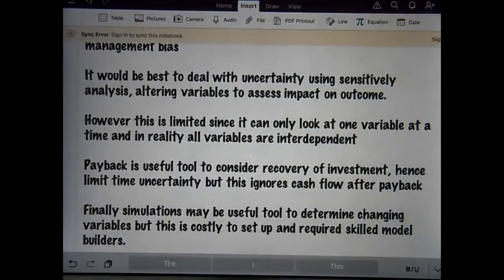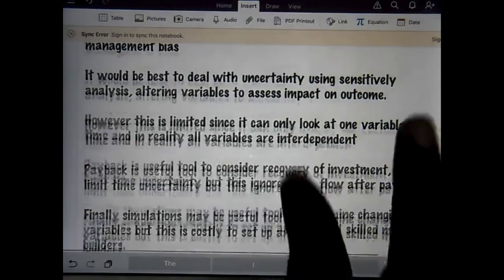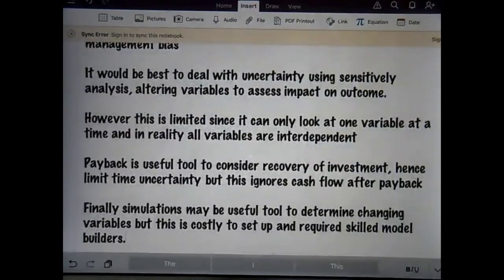Okay, those are all the techniques you could have talked about. You could talk about simulation, you could talk about payback, you could talk about sensitivity analysis, first one was expected values, got it? All these are alternative methods on top of VAR, value at risk, clear?